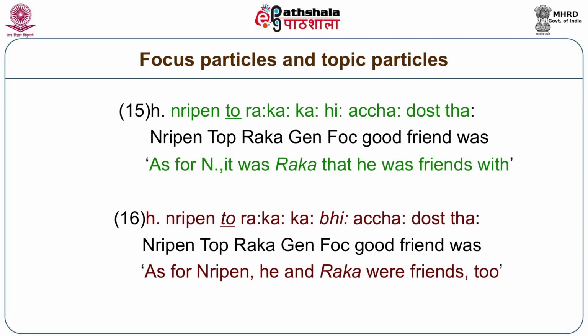To present the whole picture to you, we need to illustrate also the associative particle. This is done in 16B for Bangla and 16H for Hindi Urdu. The meaning is, as for Nripen, he and Raka were friends too. Nripen to Raka ka bhi acha dost tha in Hindi and Nripen ke to Rakao bhalo chinto in Bangla.